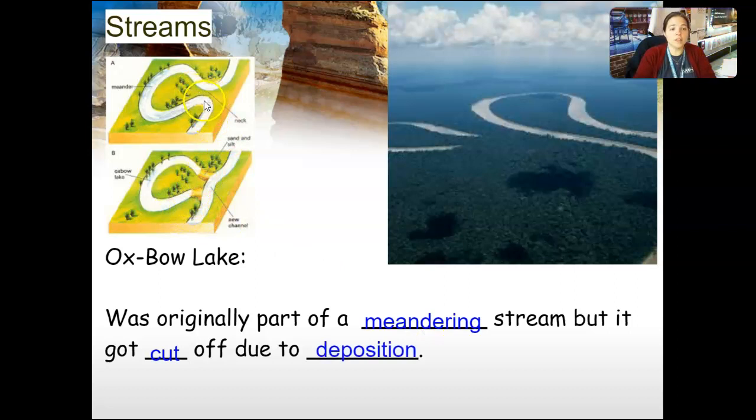So remember, this is where it's going fast, and it is eroding away. So it hits here, hits here, hits here, hits here. So these are eroding away, but these are depositing all the extra sediment. Eventually, all that sediment gets deposited because it's been eaten away on the erosional side. Everything else gets deposited, and it literally cuts the lake off, or part of that stream off, causing what is called an oxbow lake.